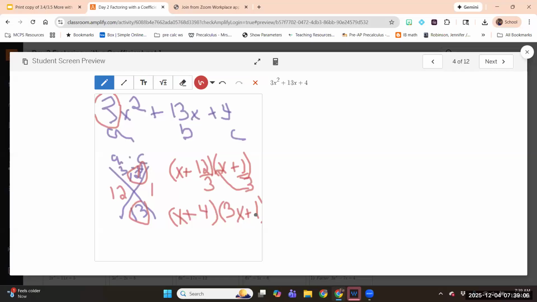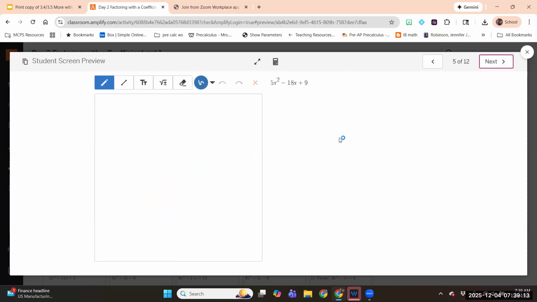Okay. Let's move on and look at another one. Okay. In this one, I have 5x squared minus 18x plus 9. And I'm going to do the same process. I'm going to do A times C. So 5 times 9 gets me to 45.